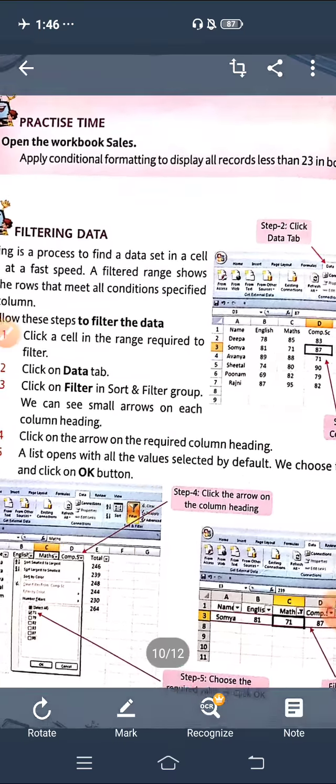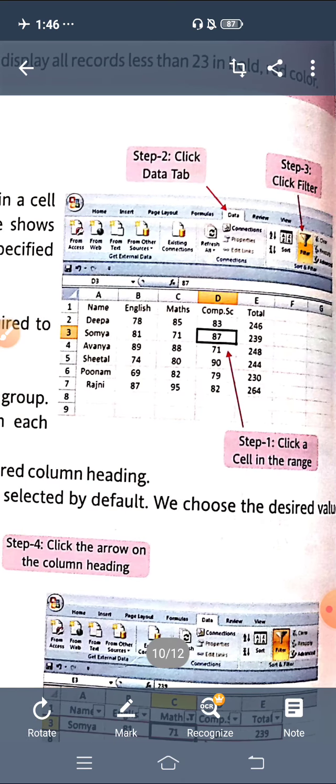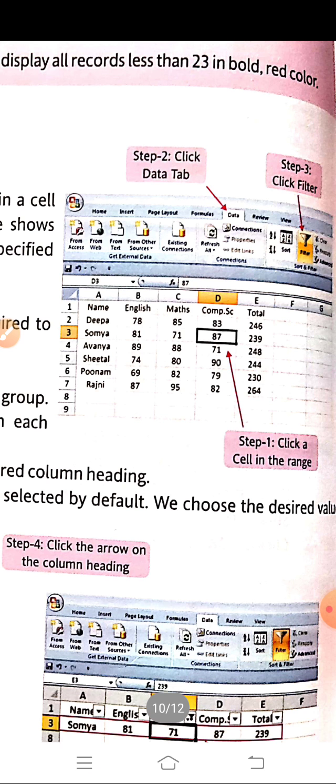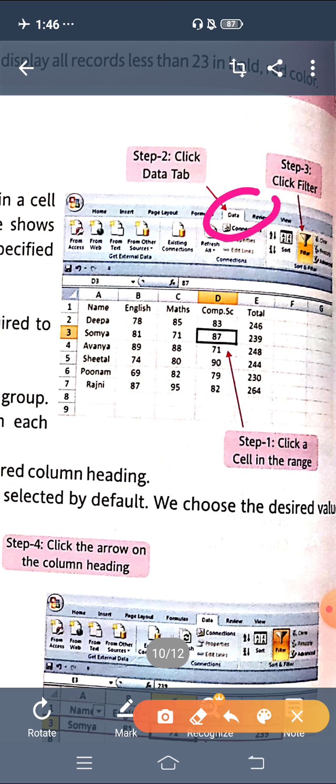Now how to filter the data? Let us see. Again, for that you have to make a table. Here we have made a table, you can see on the screen. First thing is you have to select the table, or you can select a particular cell that you want. After selecting that we have to click on data tab from the ribbon. After clicking on data tab, here one option is there, filter. So you have to click on filter.